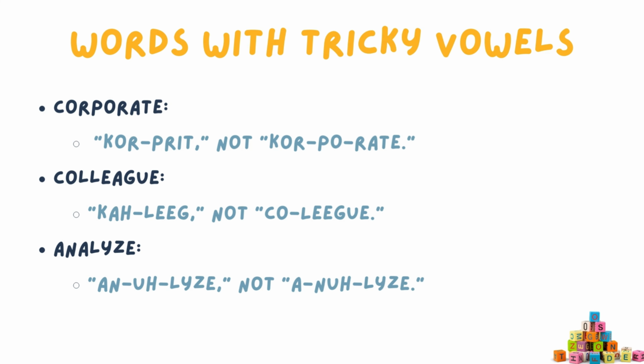Let's move on to words with tricky vowel sounds. English vowels often have multiple pronunciations, leading to confusion, like the word corporate, pronounced as corporate, not corporate. We discussed the company's corporate strategy. Colleague, pronounced as colleague and not colleague. My colleague will join the meeting later. The word analyze, pronounced as analyze, not analyze. We need to analyze the sales data before presenting. Listen to native speakers and mimic their vowel sounds to improve their accuracy.